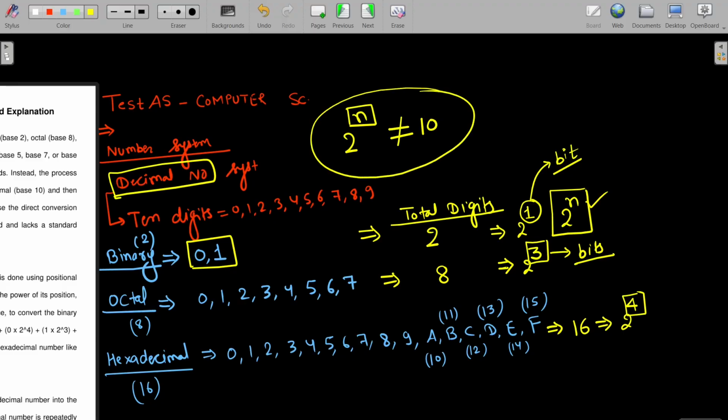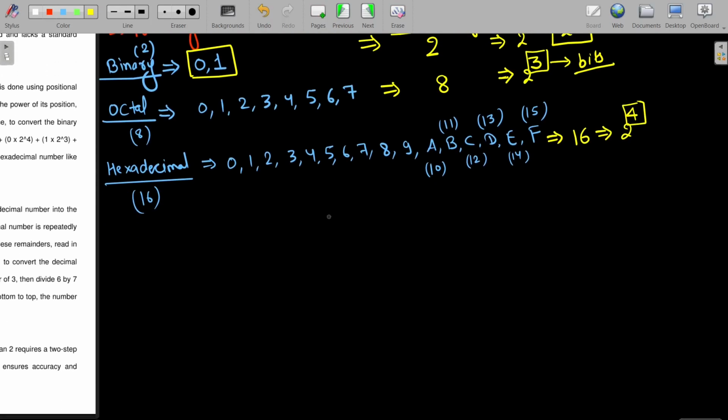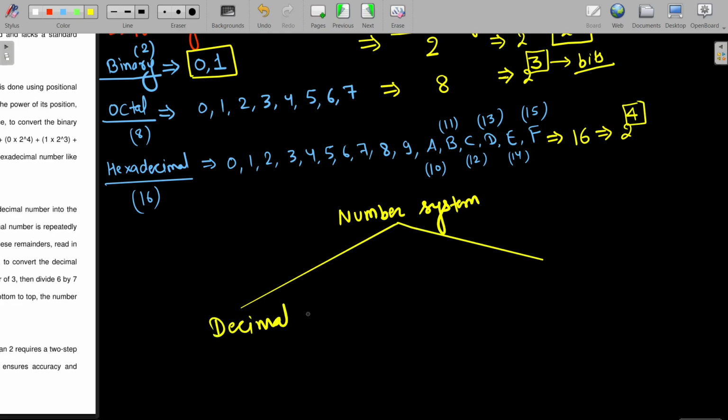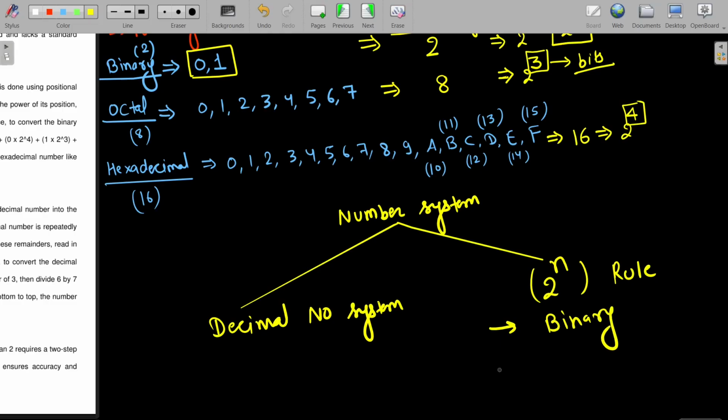So broadly, we will have two kinds of number system. One is the decimal number system, and another is those number systems in which the number of bits or the number of digits follows some specific rule, and the rule is 2 raised to power n. So I can represent it in this way. If I write number system, it may have two possible categories. The first one is the decimal number system, right? The other one will be a system which follows the 2 raised to power n rule, right? For example, it may have the binary, the octal, the hexadecimal.